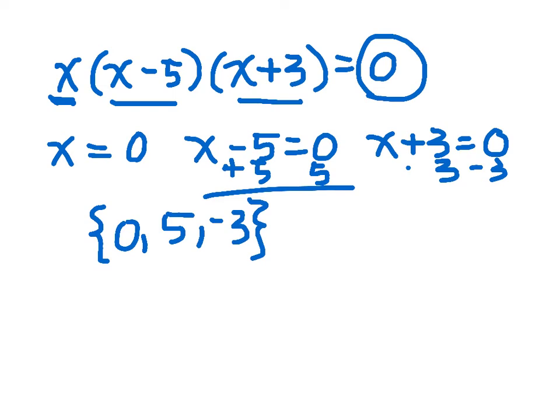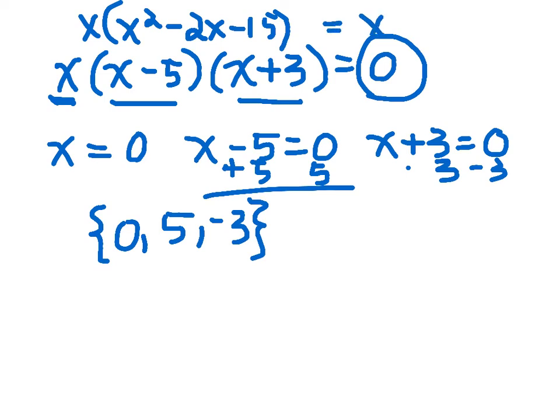By the way, if I did multiply this out, if I FOIL this, I would have x squared minus 2x minus 15. And then if I multiplied that whole thing by x, I get x to the third minus 2x squared minus 15x. Notice the highest exponent is 3, and there are 3 solutions.